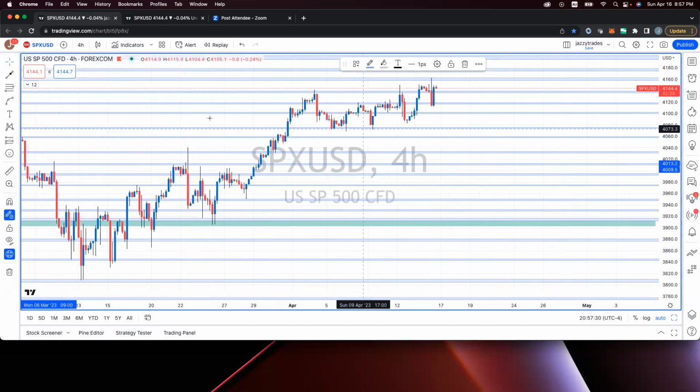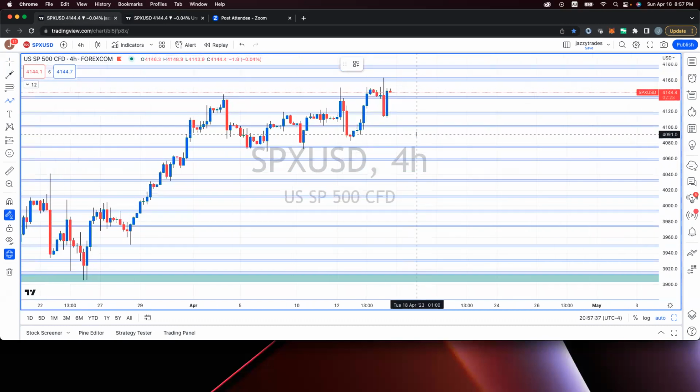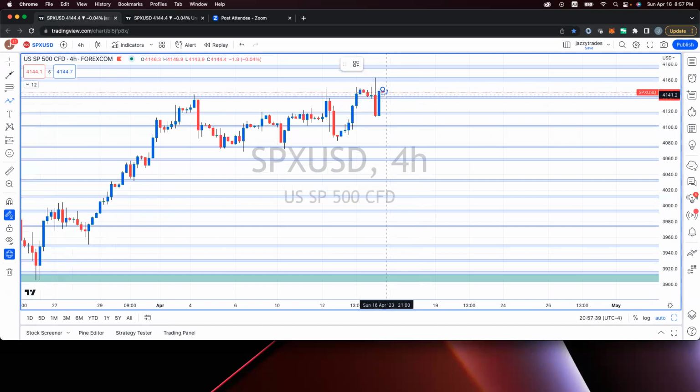But you know, it might do something like this. Test the previous structure. Every time I do this arrow, it's not just I'm putting it randomly. It's like it's testing the previous structure.